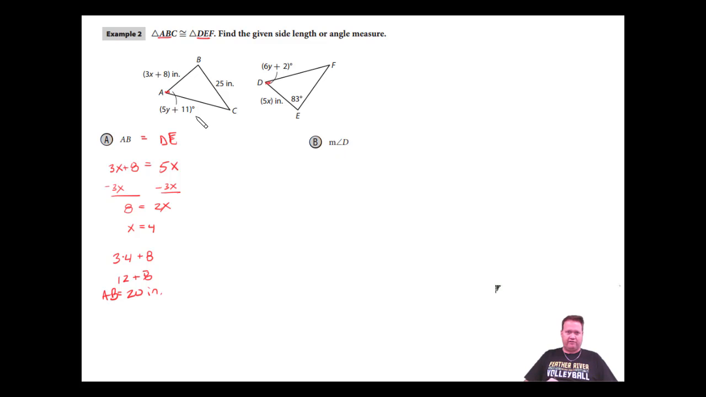Let's go find the measure of angle D. I know that the measure of angle D must be the same as it's over here, the measure of angle A. So if I take a look at the drawing, we can figure out A is 5y plus 11 degrees. So I'm going to go ahead and put 5y plus 11 degrees. That's what A was, and D was 6y plus 2. And we're going to go ahead and take a second and solve this one. I'll speed it up for you.